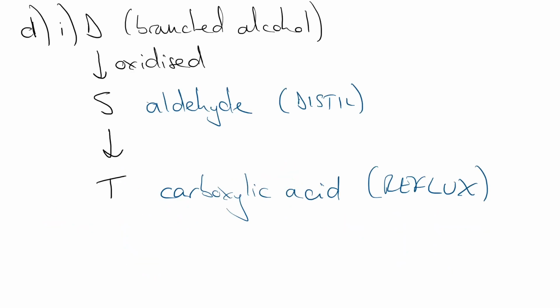So part D concentrates on D, which is a branched alcohol, which says during oxidation you can distill off S, and to reflux you go to T. So from an alcohol being oxidized, to distill it off you get the aldehyde. Full reflux, it goes all the way to the carboxylic acid.